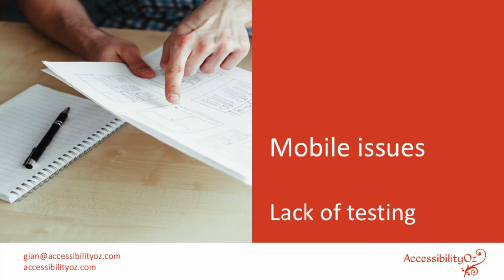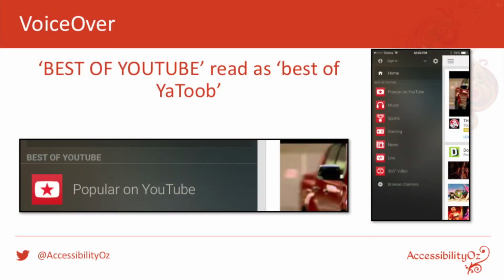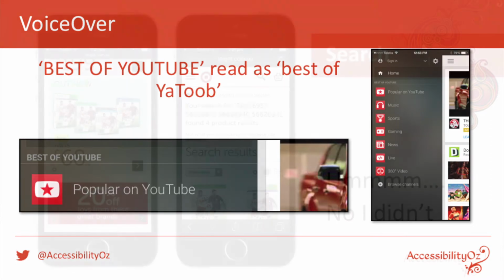Okay, so we do see a lot of lack of testing. This is the YouTube app. Text that's in all capitals usually gets read differently to text that's in lowercase. So here, best of YouTube is read as best of YouTube by VoiceOver.